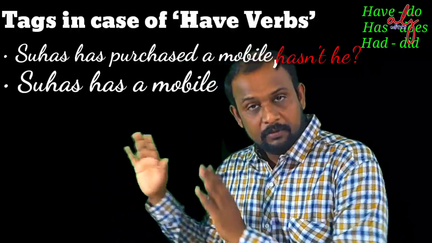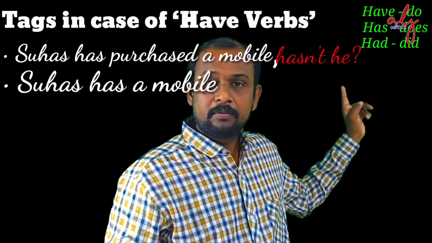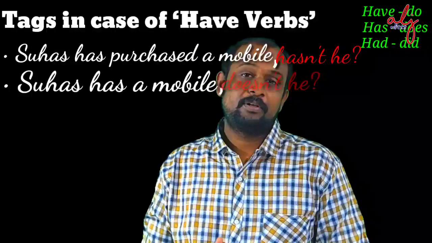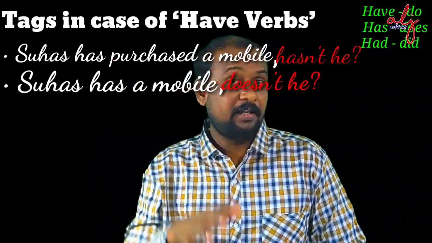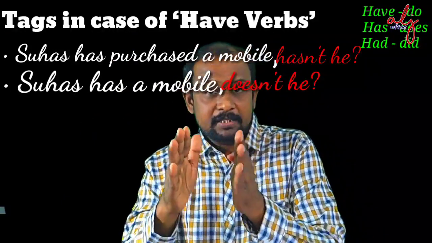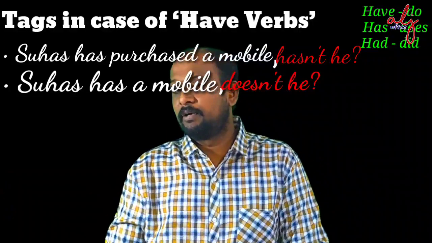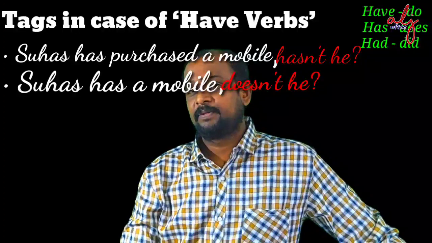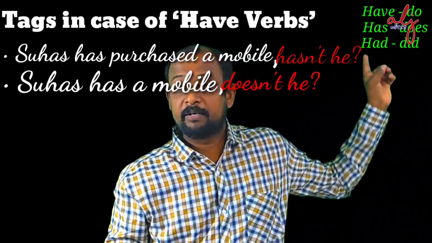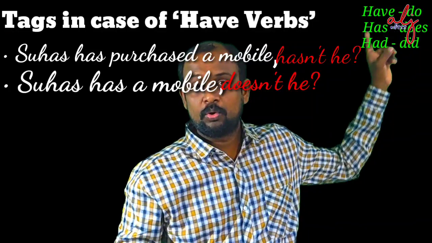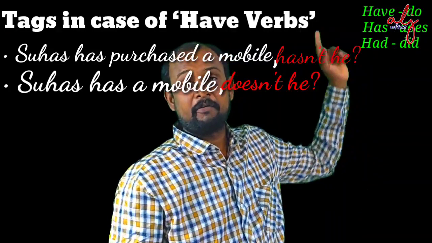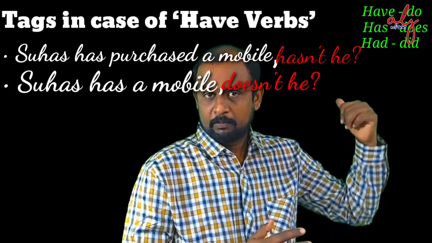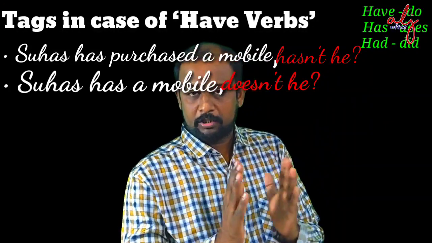What do we have here? We have has. So what should we use? Yes, does. So Suhas has a mobile, doesn't he? Whereas in the first case, hasn't he? Because in the first case, has is being used as an auxiliary verb, whereas in the second case it is used as a main verb. So when have verbs are used as main verbs, apply this rule: do, does, and did, in case of have, has, and had. I think you might have got the point. Please look at the screen very thoroughly.